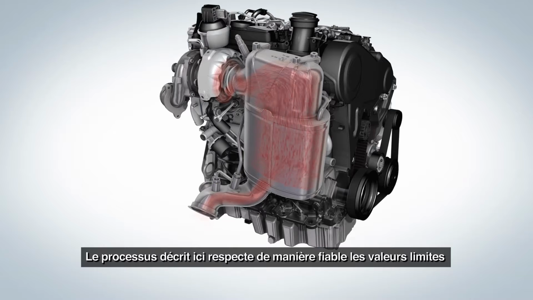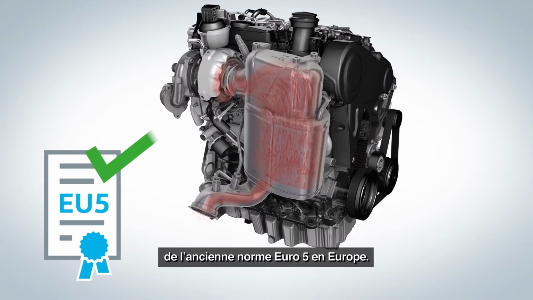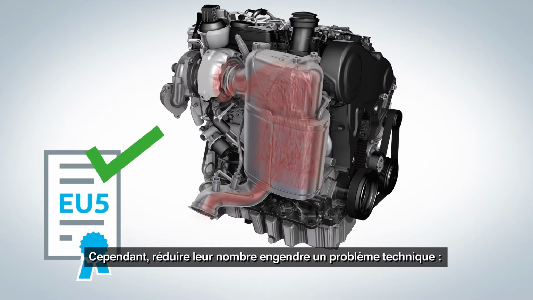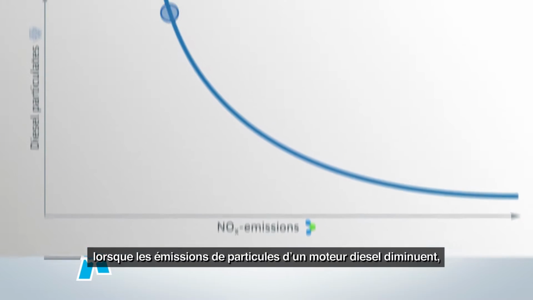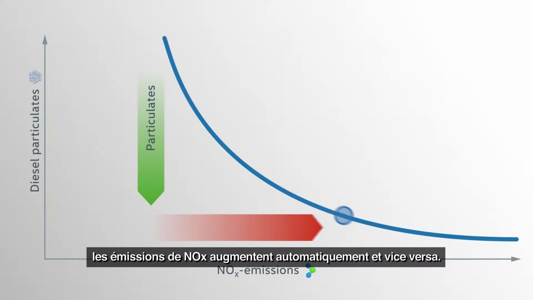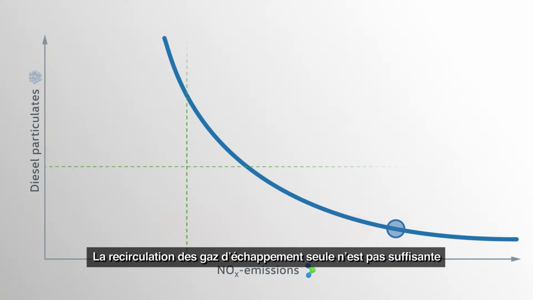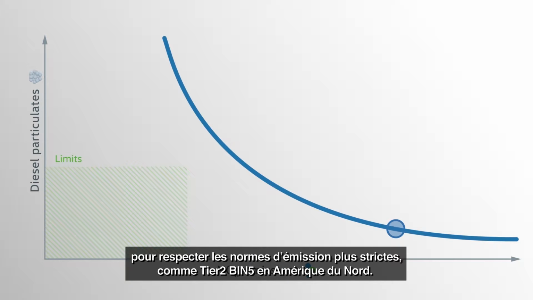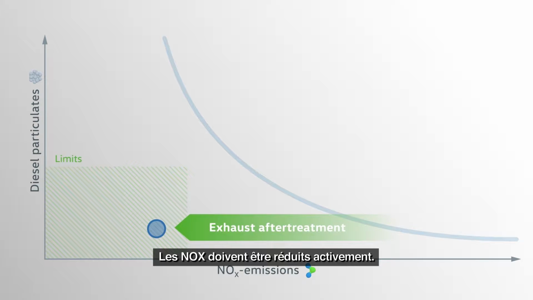The process described here reliably fulfills the exhaust limits of the former Euro 5 standard in Europe. The limits regulate both the diesel particulates and the nitrogen oxides. However, reducing them both results in a technical conflict, since with a diesel engine, a reduction of the particulates emissions automatically leads to increasing NOx emissions and vice versa. Therefore, to comply with stricter NOx limits such as Tier 2 Bin 5 in North America, exhaust gas recirculation alone is insufficient to limit the NOx. The NOx have to be reduced actively.